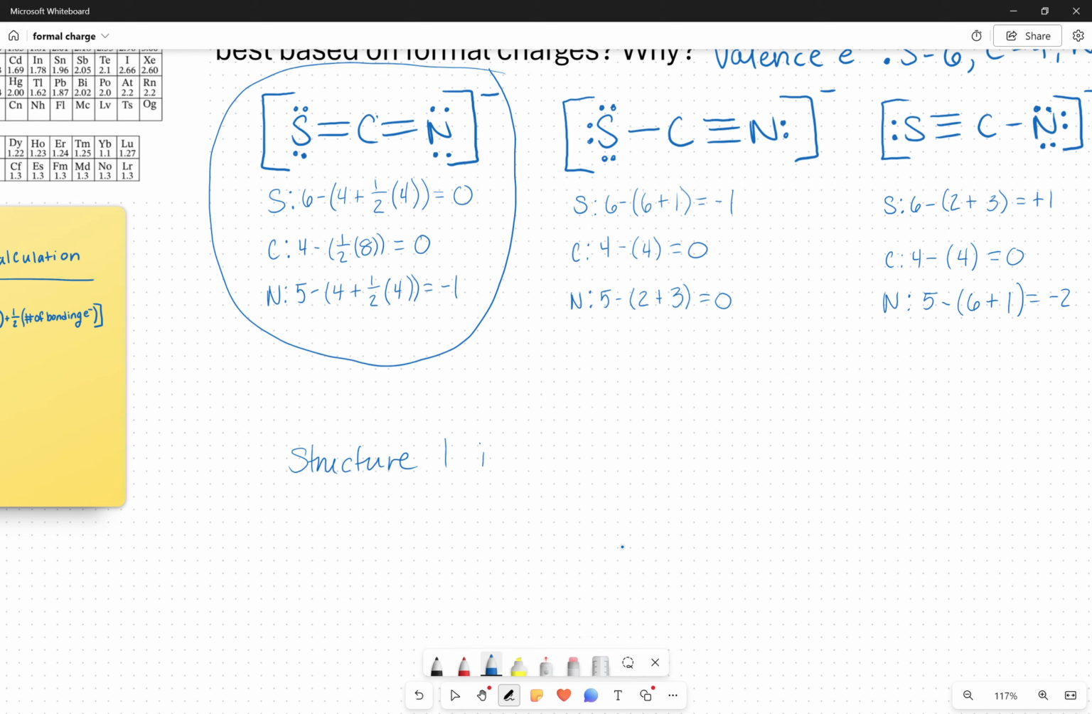Structure 1 is the best because the charge is on the most electronegative atom, in this case, nitrogen.